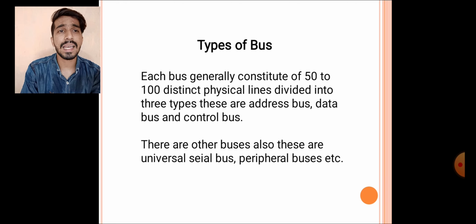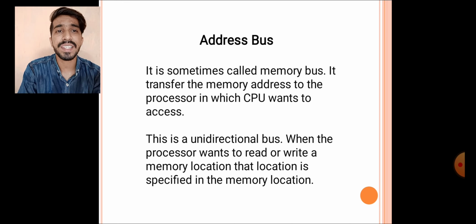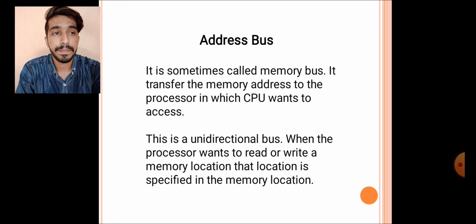Types of bus. Each bus generally consists of 50 to 100 distinct physical lines divided into three types: address bus, data bus, and control bus. There are other buses also, such as the universal serial bus, parallel buses, etc. Address bus. It is sometimes called the memory bus. It transfers the memory address the CPU wants to access to the processor. This is a unidirectional bus. When the processor wants to read or write a memory location, that location is specified on the address bus.